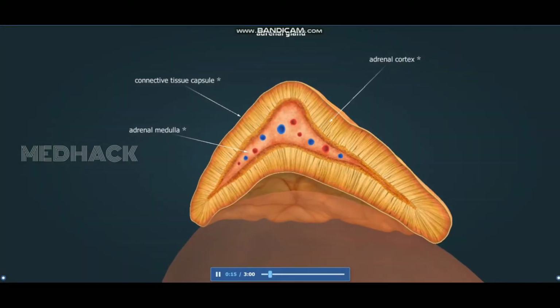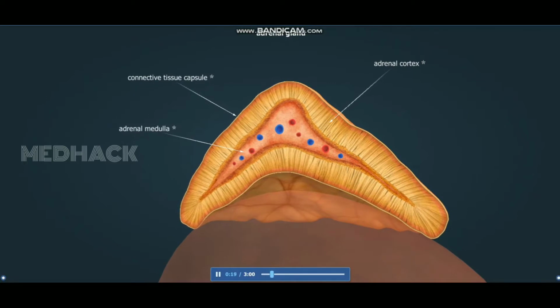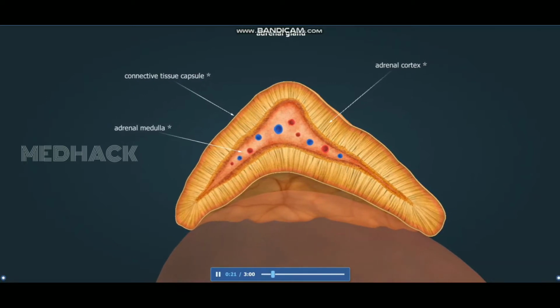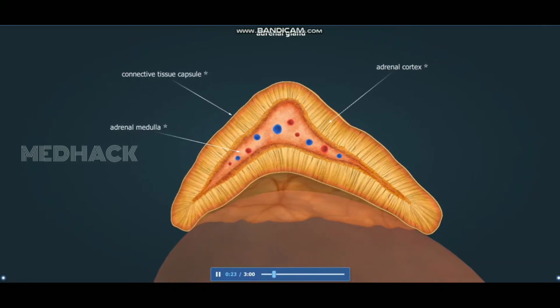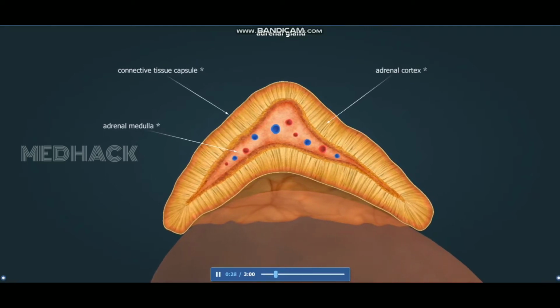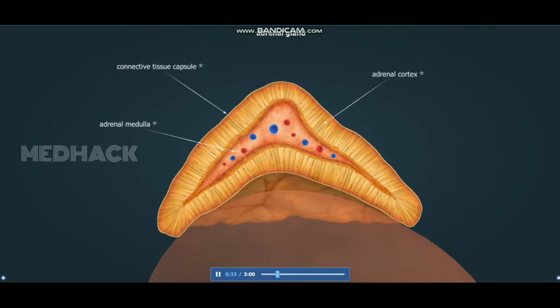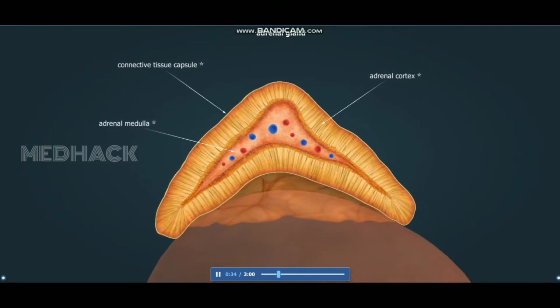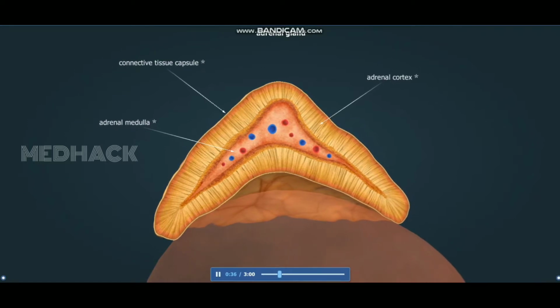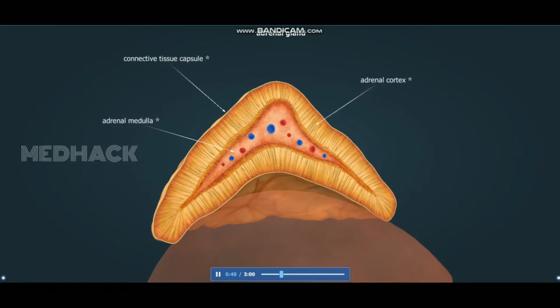The adrenal glands have a layered structure. They are covered with a connective tissue capsule. Below the capsule is the adrenal cortex, and in the center, the adrenal medulla. The adrenal cortex constitutes the bulk of the adrenal gland, accounting for about 90% of its volume. The cortex and the medulla function completely independently of each other, so functionally they are two different endocrine glands.